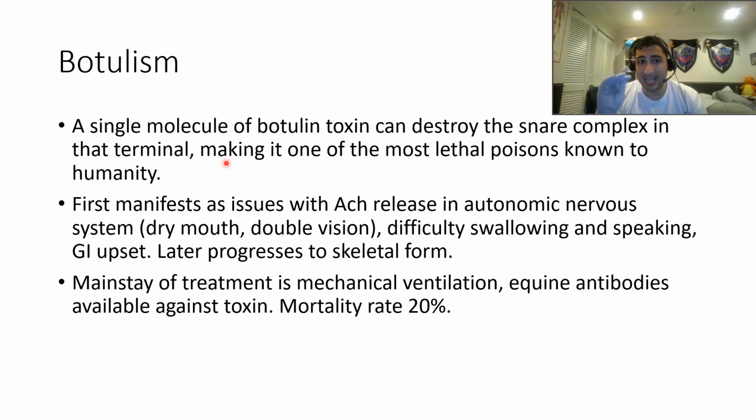In botulism, a single molecule of botulin toxin can destroy the snare complex. Remember the snare? Botulin destroys the snare and the presynaptic acetylcholinergic receptor. So the botulin toxin acts at the level of the synapse, and it targets the snares at that synapse. And it's the presynaptic acetylcholinergic snare vesicles that are targeted. And remember, just one molecule can destroy the complex in that terminal, and then you're done. At first, it's going to manifest as dry mouth, double vision, difficulty swallowing, etc., GI upset.